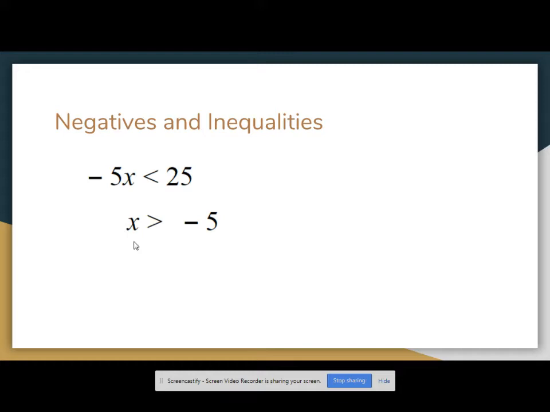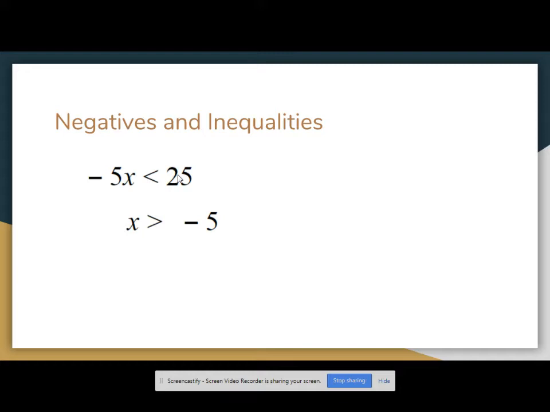Let's pretend I didn't flip that sign around. Let's pretend I left it the same. That would be x is less than -5. If you pick a number less than -5, say -6, if x was -6, -5 times -6 would be a positive 30. And 30 is not less than 25. So it didn't work. However, if we pick a number greater than -5, say -4, -4 is greater than -5. -5 times -4 is a positive 20, and 20 is less than 25.